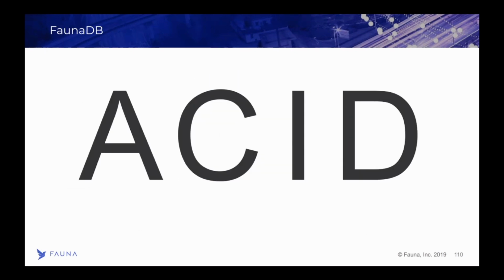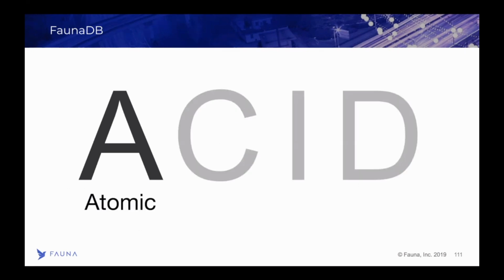And we're going to talk about ACID transactions. I'm going to go through all these letters and what they mean, because ACID transactions are the golden standard for transactions as a whole. And it's why we still use these older systems today. So A is for atomic, which really means all or nothing.